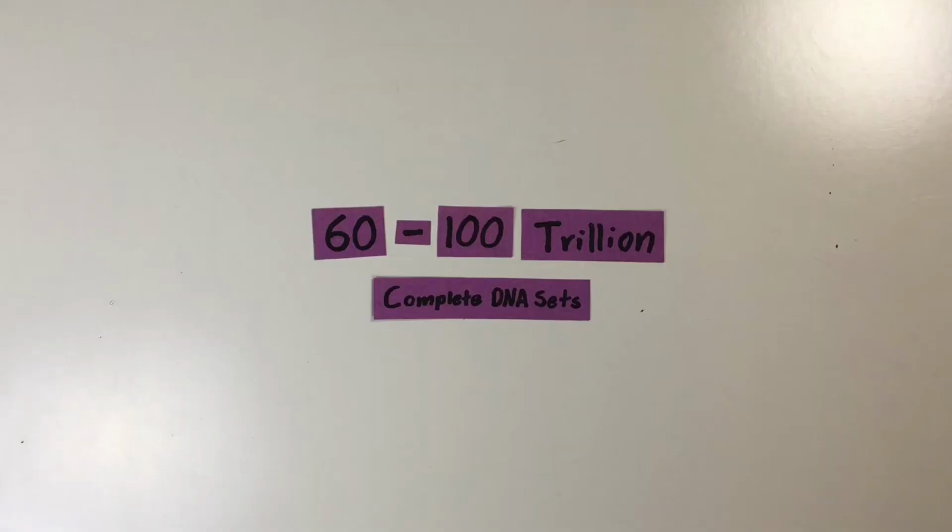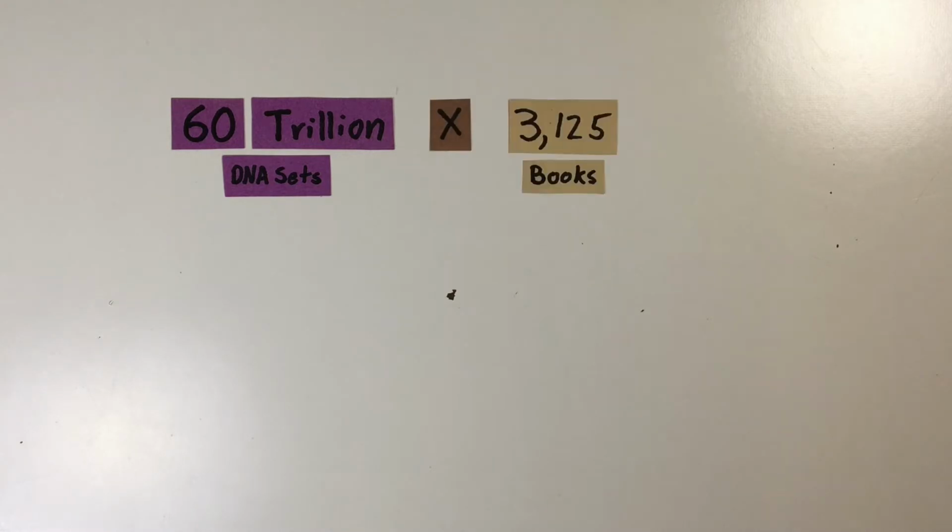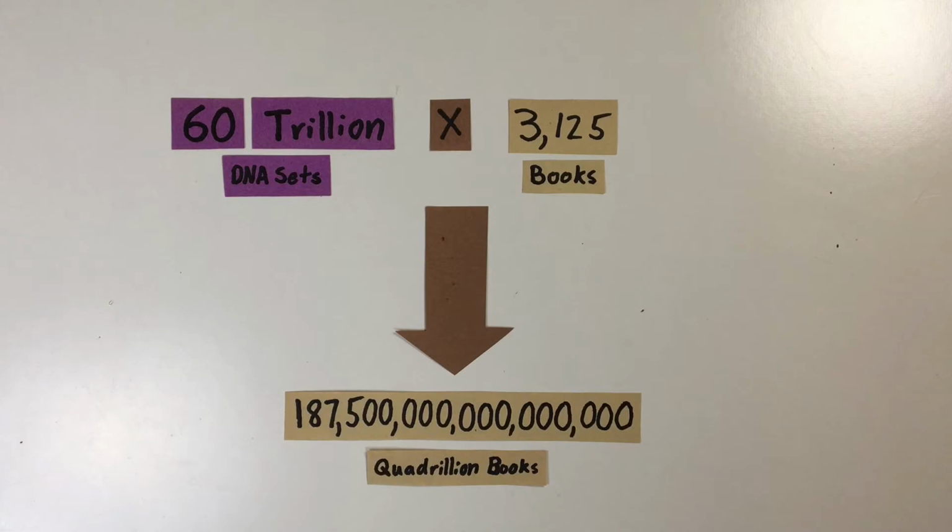But how much information is contained in all the DNA molecules of your body? It has been estimated that your body contains between 60 and 100 trillion complete sets of DNA. If we take the low end of that estimate and multiply it times 3,125 books, which is the number of books filled by one complete set of DNA, we find that all the DNA in your body contains enough information to fill nearly 190 quadrillion books.